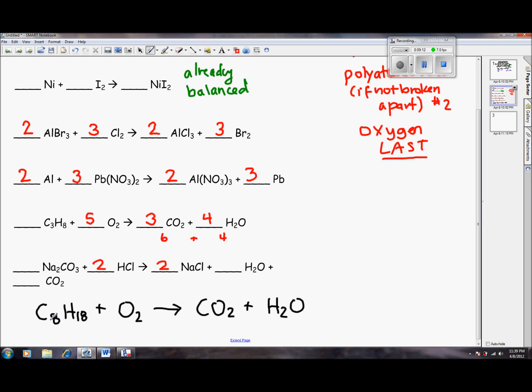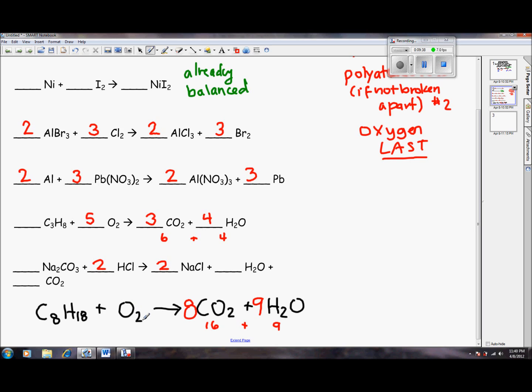Okay, let's see what happens when we balance this one. On the left side, remember we do carbons first. 8 carbons, so I need 8 carbons. 18 hydrogens, I've got 2, so I need to multiply that by 9. Okay, now let's look at the oxygens. I've got 8 times 2, there's 16 over here, and 9 times 1, there's 9 over here. 16 and 9 is 25.